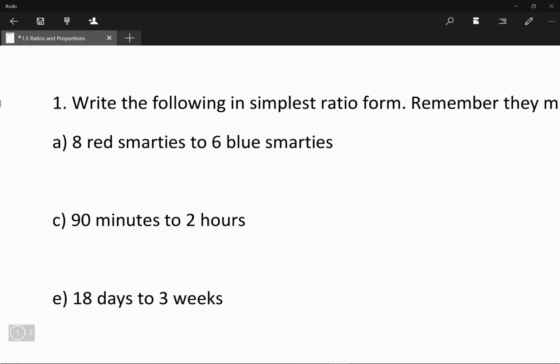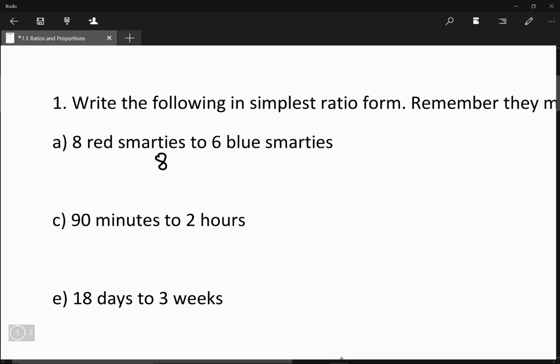So 8 red Smarties to 6 blue Smarties. Simply put, I can say 8 to 6, so 8 double dot 6. Make sure you reduce this to lowest terms. So if I divide 8 by 2 and I divide 6 by 2, 8 divided by 2 is 4, 6 divided by 2 is 3. So I can rewrite the ratio as 4 to 3.